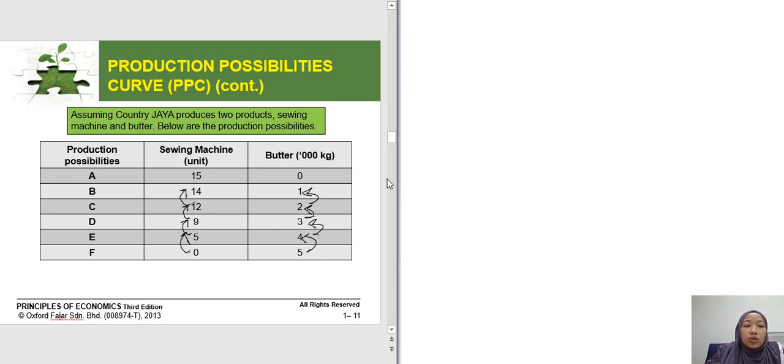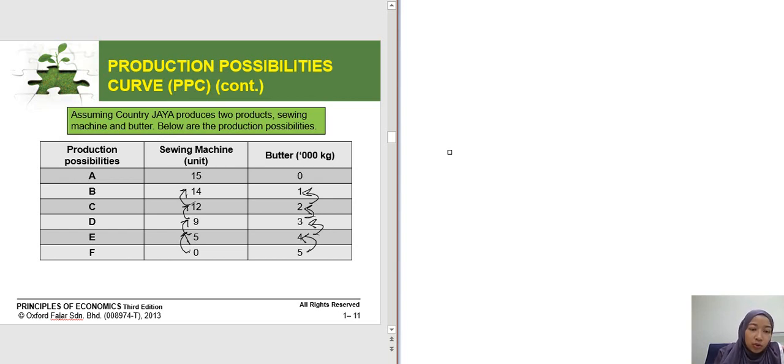Okay, so what happens here is actually scarcity, choice, and opportunity cost. Where does the scarcity happen? Scarcity is when you have limited resources, you have limited capital. Choice happens when you want to decide whether you want to produce more sewing machine or you want to produce more butter. That is the kind of decision, the kind of choices that you have to make.